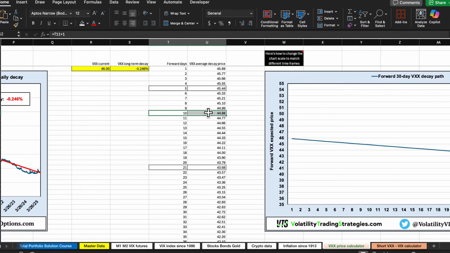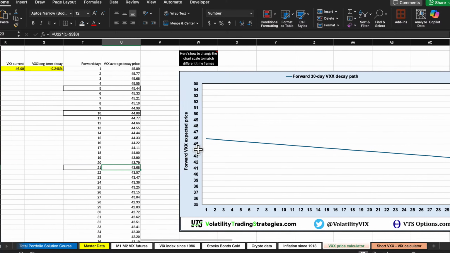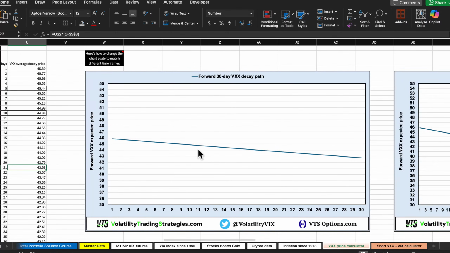In 10 trading days, 2 weeks, 21 days, that's a month, it should be down about 43.68. So if you're setting up options, you're doing butterflies or calendars, you at least know where your strikes are somewhat supposed to be positioned. Now, obviously, if you think it's going to decay more than that, well, I shouldn't change this, or less than that, that'll change things. But at the very least, have a basic benchmark. This is not the end all be all.